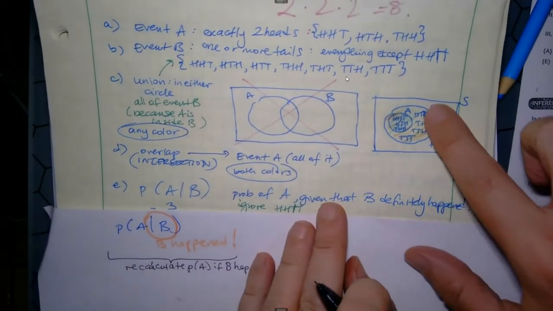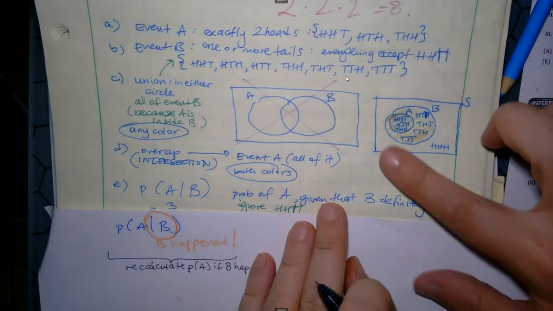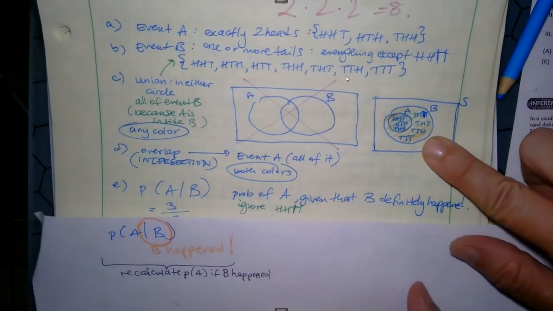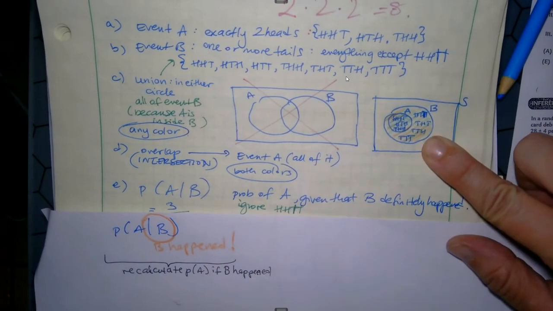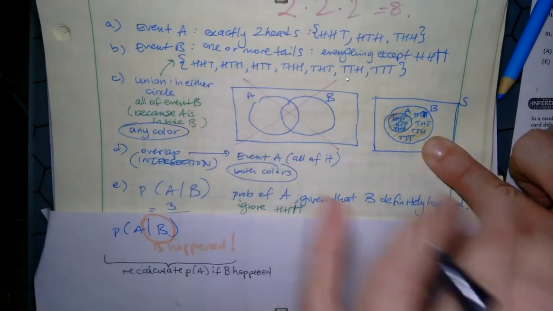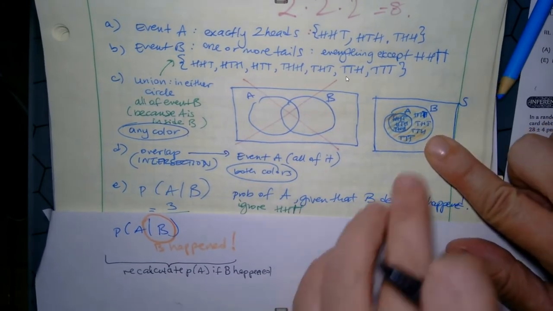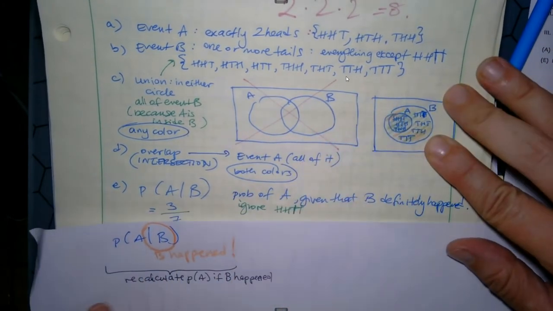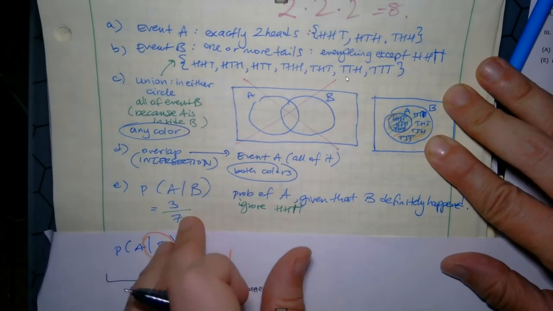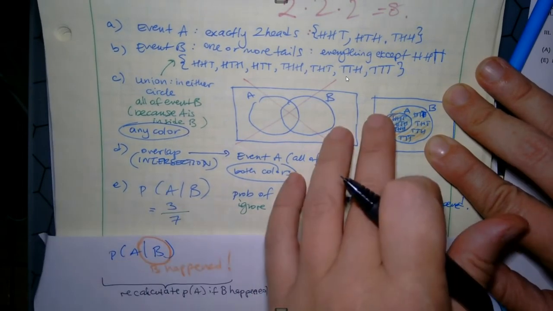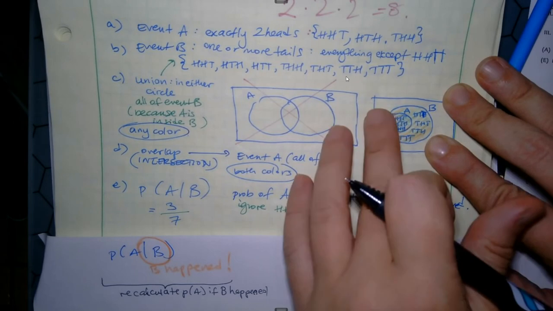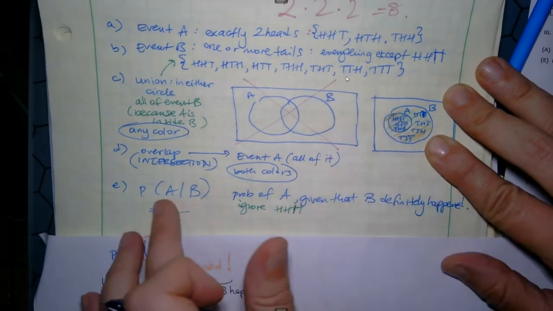In this case, if B definitely happened, all that happens in our sample space is we're going to ignore HHH, which means there's only 7 things in this new sample space that say, hey, B happened for sure: one or more tails, heads is out. So now I have 7 things total in my sample space, so I'm going to divide by 7. Now we're asking, what's the chance of A happening if you know B happened? Well, there are 7 events that could be happening, and 3 of them are in A, so it's 3 out of 7.